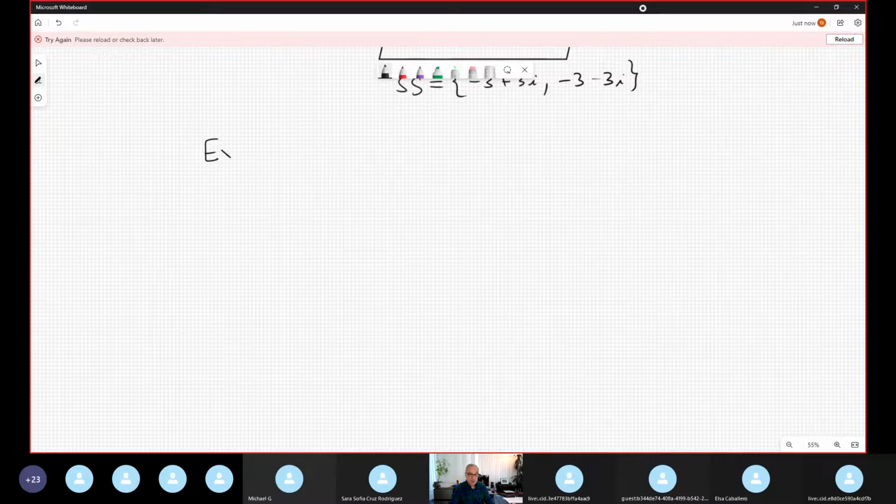Let's see an example in which the coefficient is not one. Suppose 2x squared minus 13x plus 6 equals 0. This is a little bit more complicated. Look at the difference between this example and the previous example. In the previous example, the coefficient here is 1. In this case, no. The coefficient is 2.